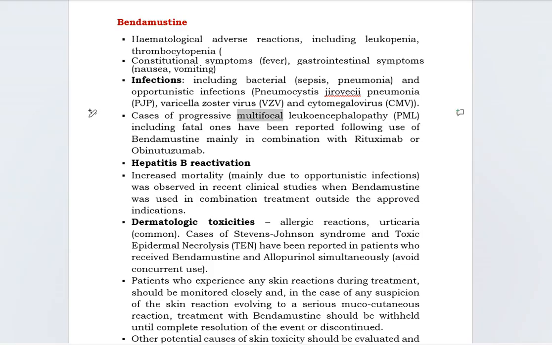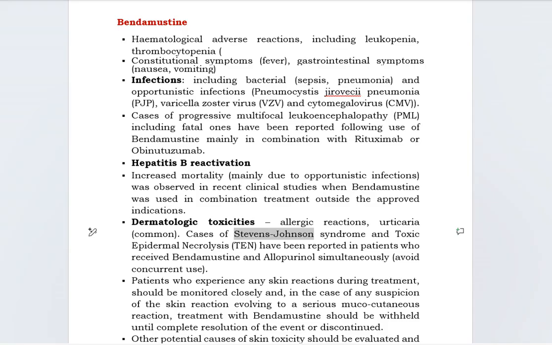Cases of progressive multifocal leukoencephalopathy, PML, including fatal ones, have been reported following use of bendamustine mainly in combination with rituximab or obinutuzumab. Hepatitis B reactivation. Increased mortality, mainly due to opportunistic infections, was observed in recent clinical studies when bendamustine was used in combination treatment outside the approved indications. Dermatologic toxicities, allergic reactions, urticaria, common.